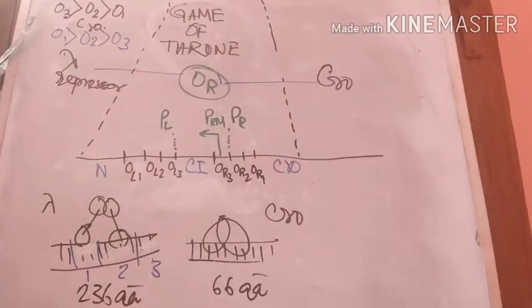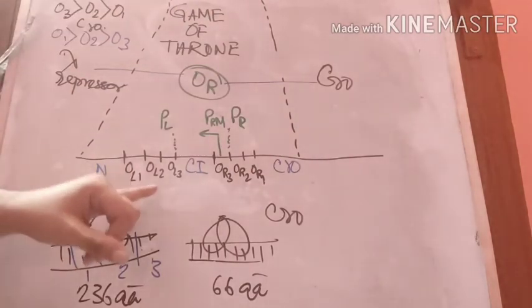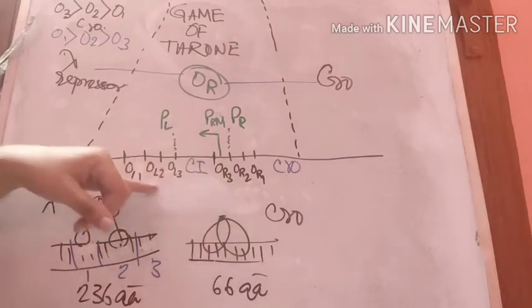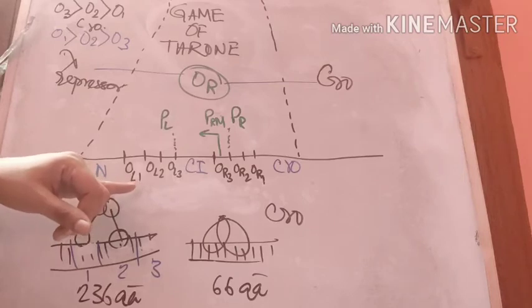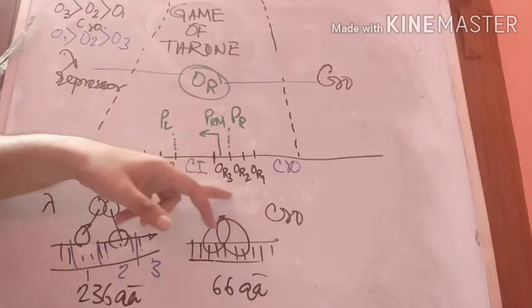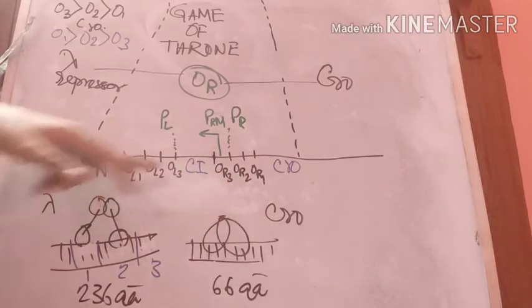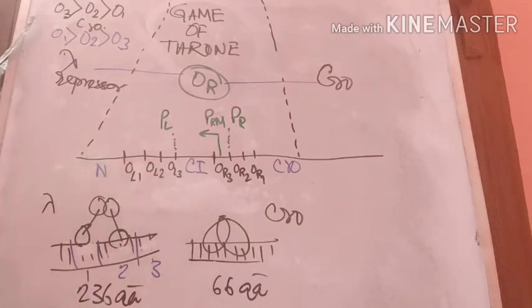Now this is a zoomed in diagram of this region where I have shown the operators more precisely. The operators are actually classified in these three parts: 1, 2, 3 and this 1, 2, 3. OR1, OR2, OR3. And in the opposite direction, OL1, OL2, OL3.